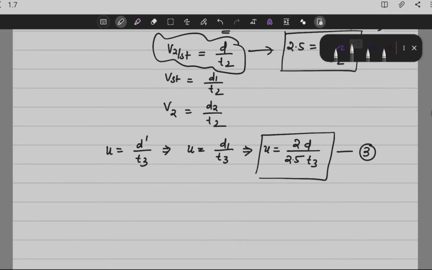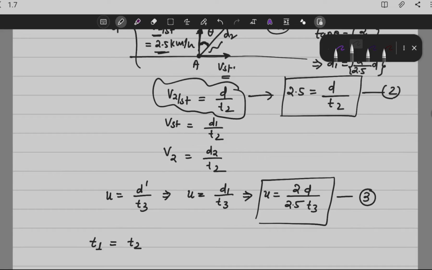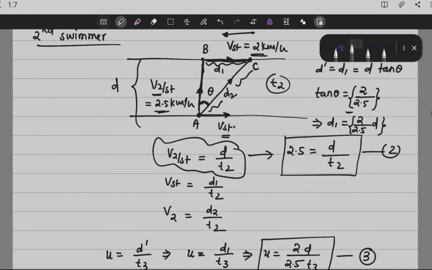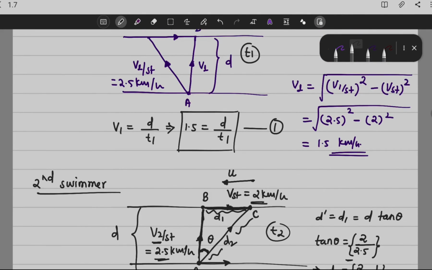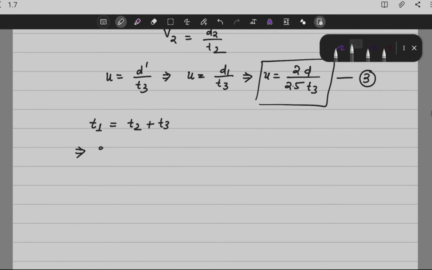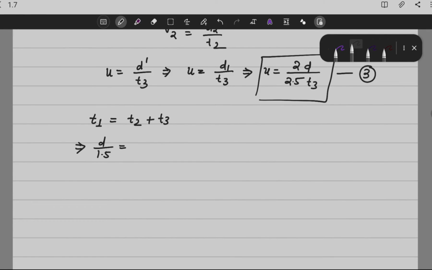Now in the problem it is stating that the time covered by swimmer 1, that is T1, is equal to the total time covered by the swimmer while reaching from A to C and C to B, which is T2 plus T3. Now substitute the value of T1. What is T1? T1 is nothing but D upon 1.5. What is T2? T2 is D upon 2.5. What is T3? T3 is 2D upon 2.5 into U.